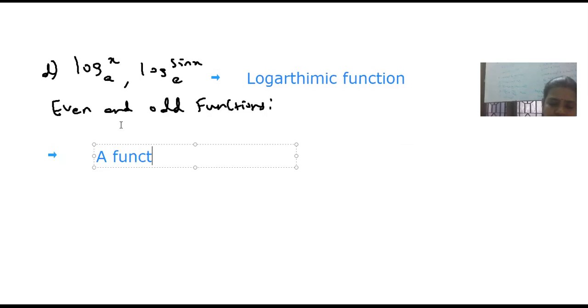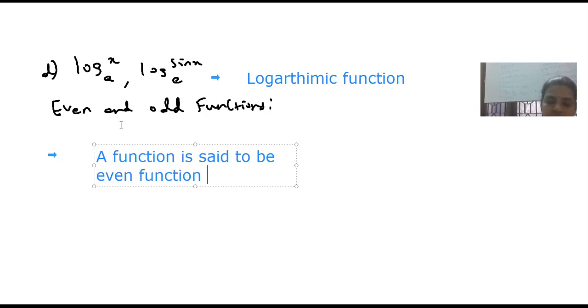A function is said to be an even function if f of minus x is equal to f of x. Okay? Concept okay? Did everyone understand? If f of minus x is equal to f of x.